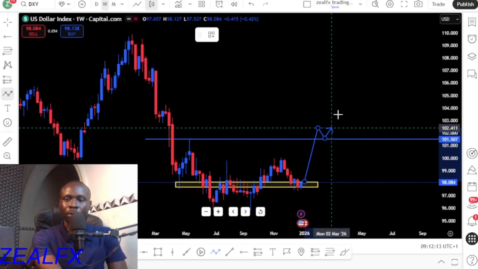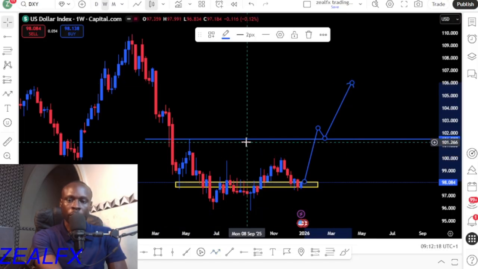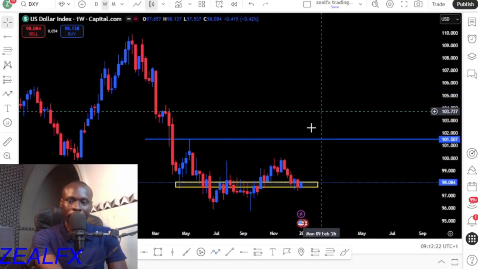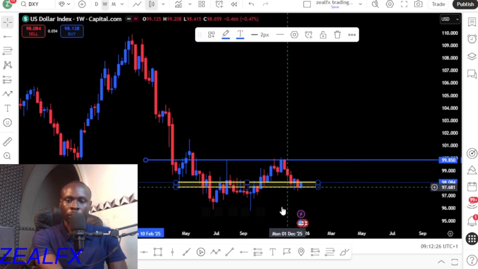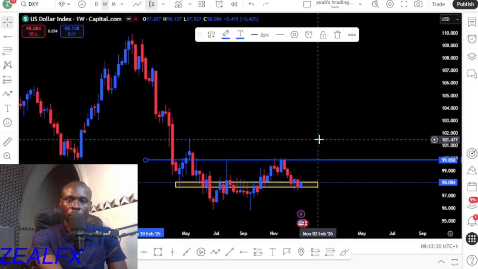This might trigger a bullish run for 2026 if price can break this major structure level on the dollar index, because with our current move now, we expect the dollar index to move to this next resistance level. So a break of this resistance level might trigger price to break the major structure level on the dollar index.